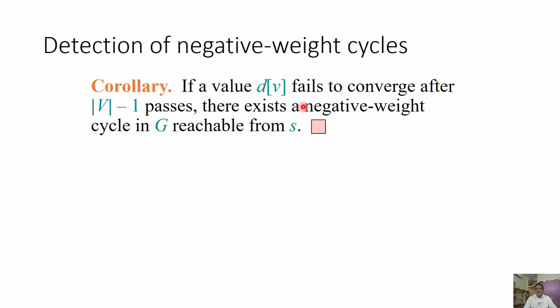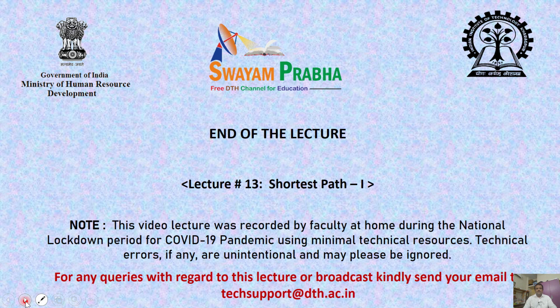If d of v fails to converge after even order of v times in that outer loop, then there exists a negative cycle.